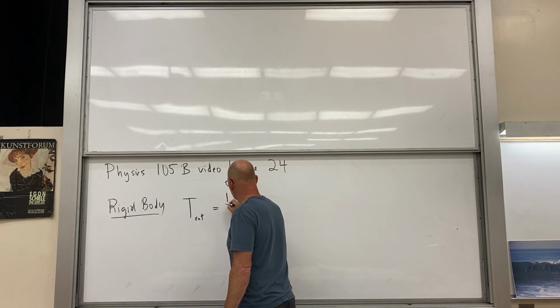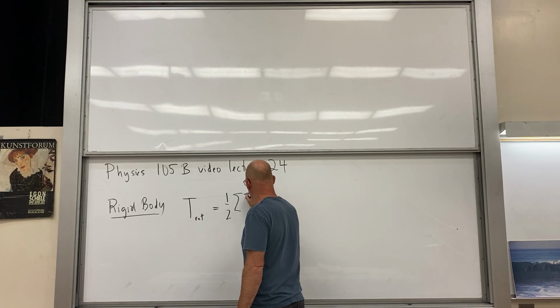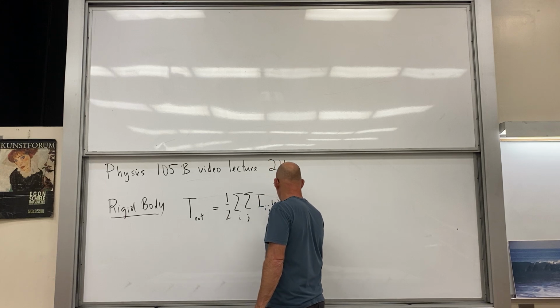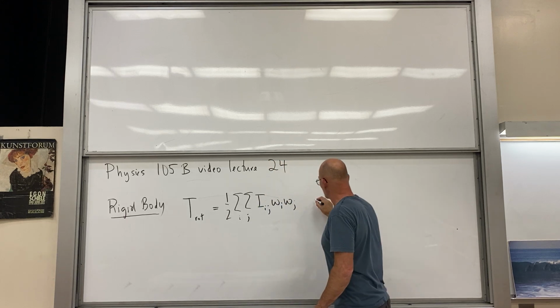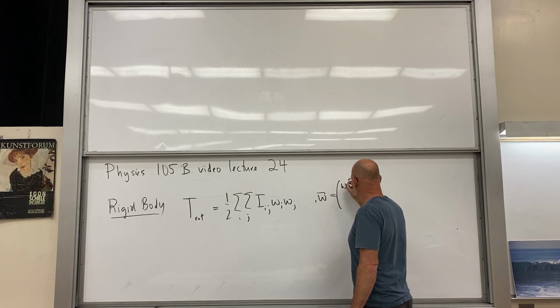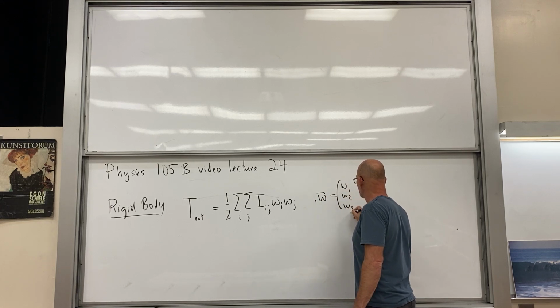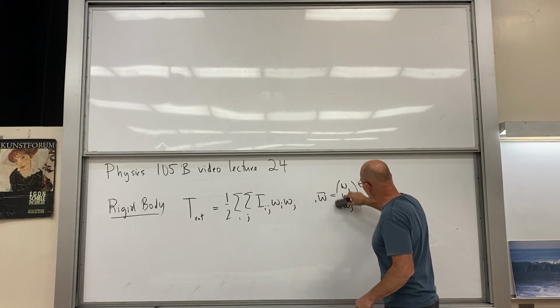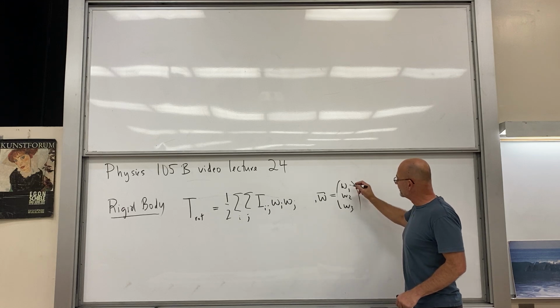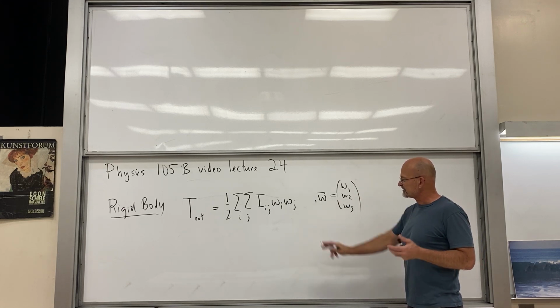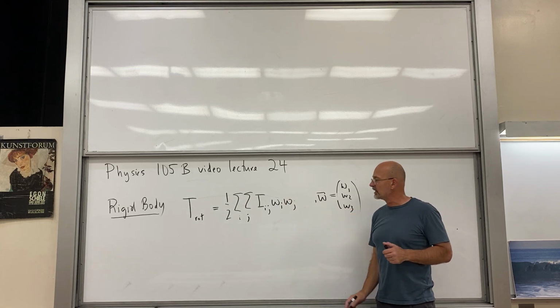We have 1/2 double sum over i and j, I sub ij, omega i, omega j, where omega is a vector. You know, I write columns and rows interchangeably. Right now I'm writing it as a column. So omega is this vector of the angular velocity. This is a quadratic form.